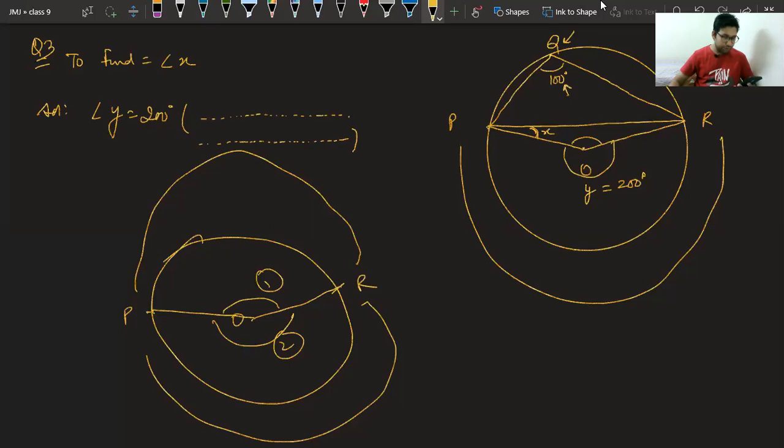Now tell me, what do you say, Vaishnav? If this angle is given to you as, suppose, 120, let me take an easy one, 120 degrees. Vaishnav, suppose this angle is 120 degrees, then which angle will be half of it, angle 1 or angle 2?